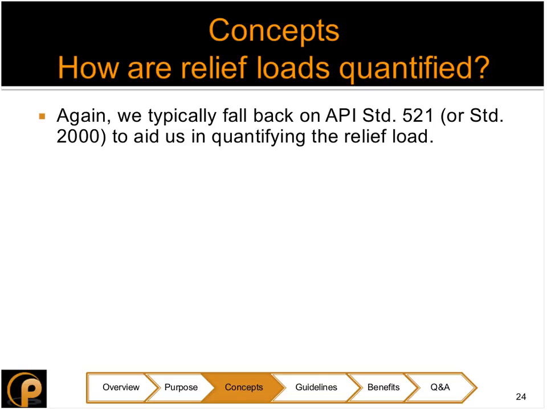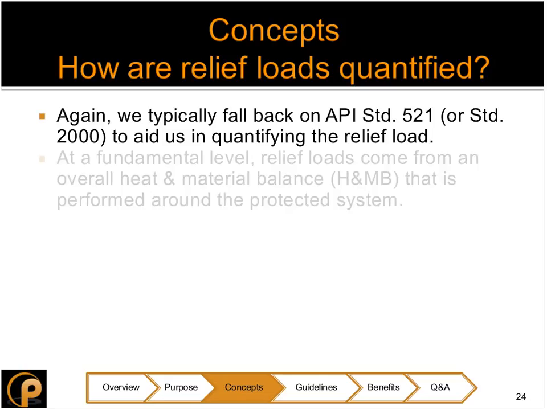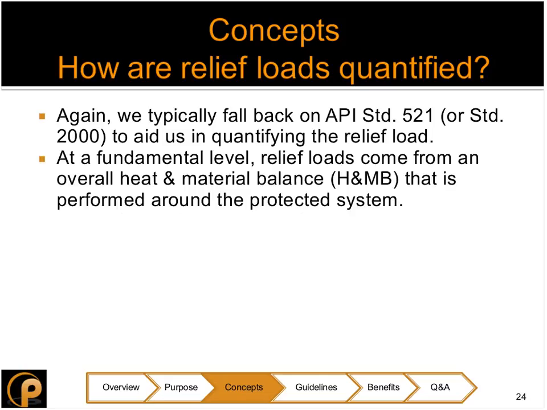So we know we need to quantify relief loads, but how do we do that? Thankfully, again, we have some guidelines for how to quantify relief loads. For the chemical engineers that are listening, if you think back to some of your introductory chemical engineering classes, you'll remember doing overall heat and material balances. We set up boundary conditions, relief pressure for instance. We add something to the system, maybe too much heat, and then we have to take something out of the system in order to get a balance.